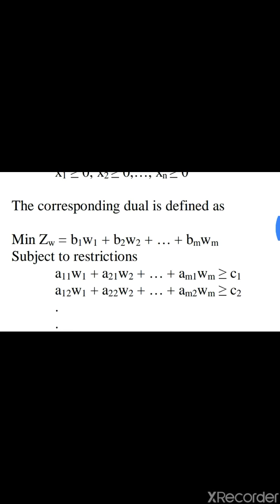So that primal problem was maximization, and now it will look like minimization, that is zw equal to b1 w1 plus b2 w2 so on up to bm wm, and the constraints will be a11 w1 plus a21 w2 so on up to am1 wm, which are all greater than equal to c1, and it will go on up to a1n w1 plus a2n w2 so on up to amn wm, greater than equal to cn, and all w1, w2 until wm are all greater than equal to 0.